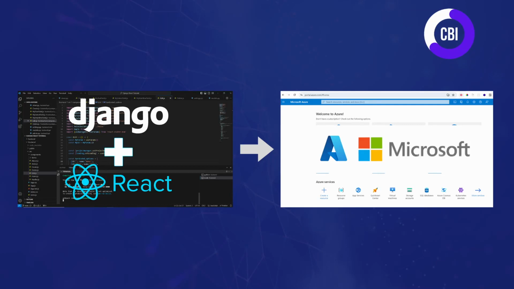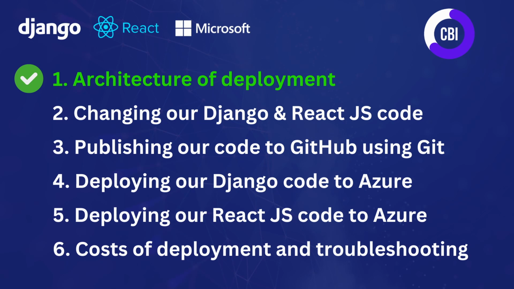In this tutorial series we are deploying a Django and React application on Microsoft Azure. This is not the first video in this tutorial series. In the previous video I've already given an explanation on the architecture of this deployment, which also includes prerequisites and the way that we're going to deploy our application on the Microsoft Azure cloud.